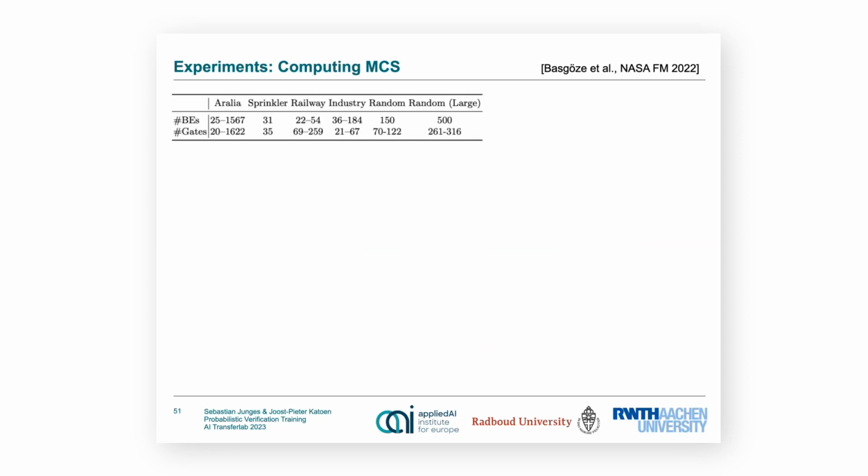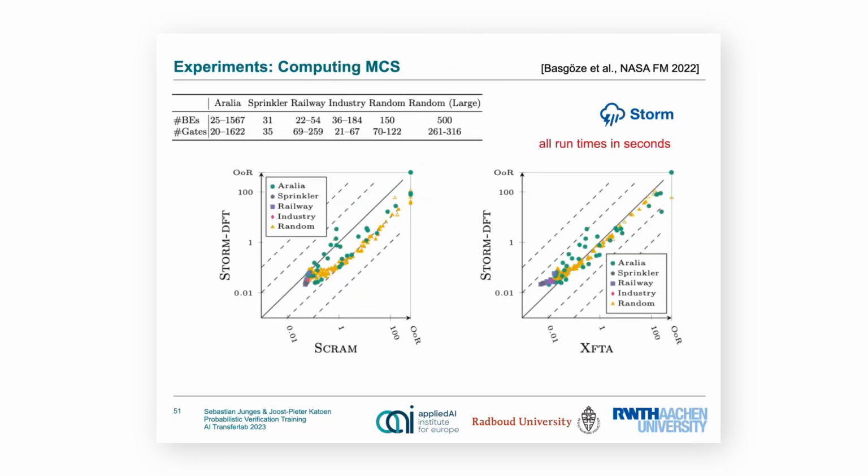So here you see an example of some static fault trees. The table tells you the number of BEs. BE stands for the number of leaves in the graph, and the number of gates are the number of AND, OR, and voting gates, these K out of N gates. And you see different examples, Aurelia sprinkler system, which is a fire sprinkler system in a supermarket, something in a railway, and so forth. And this has been implemented in Storm, and we compared this to standard off-the-shelf techniques, tools for analyzing static fault trees.